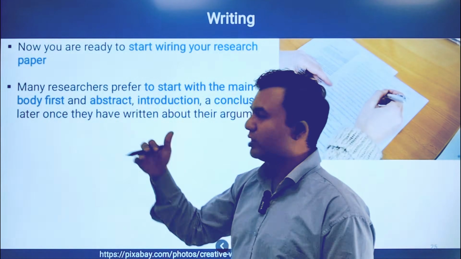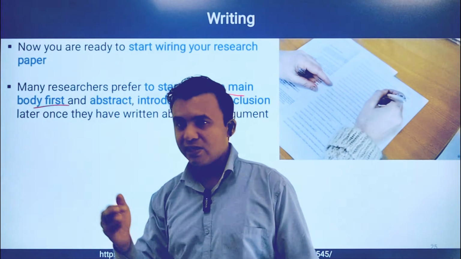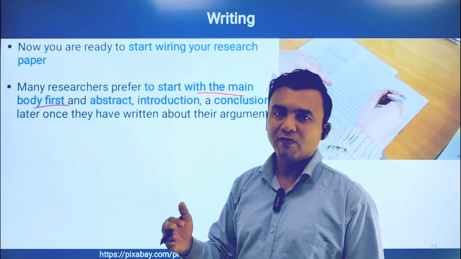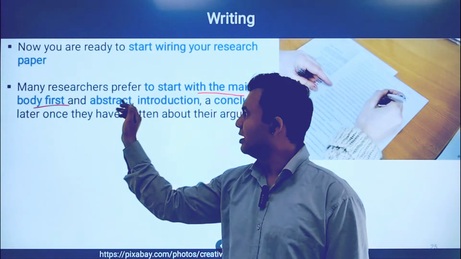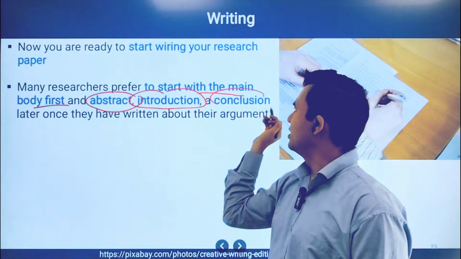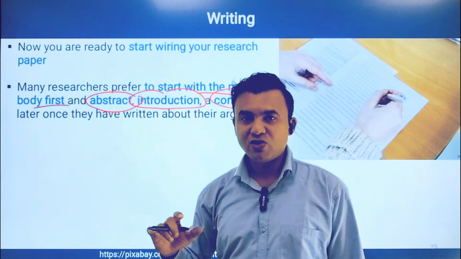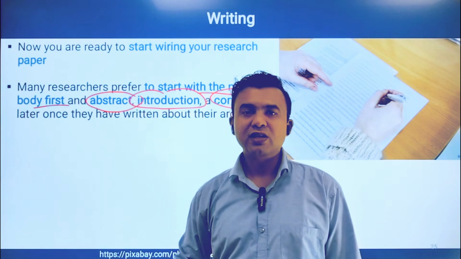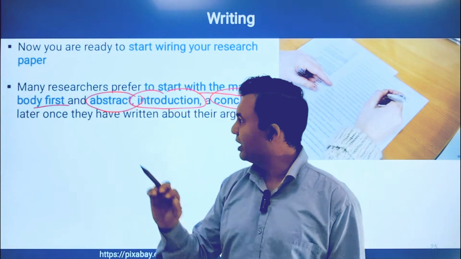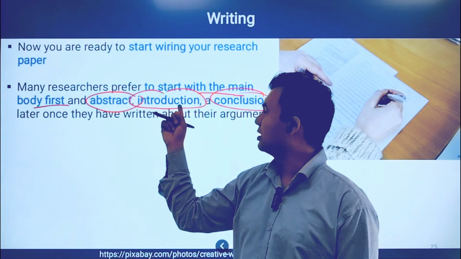Many of the researchers generally start with the main body first because it's easy. Whatever work I have done, I'll start writing that first, and once the main body's first draft is written, I can go ahead with abstract, introduction and conclusion later, and that would be a good strategy. Because sometimes we get tempted, we start writing the abstract, introduction, and then we get stuck in that for months, which should not happen, because when we write the main body, we'll have a better clarity for abstract, introduction and conclusion.